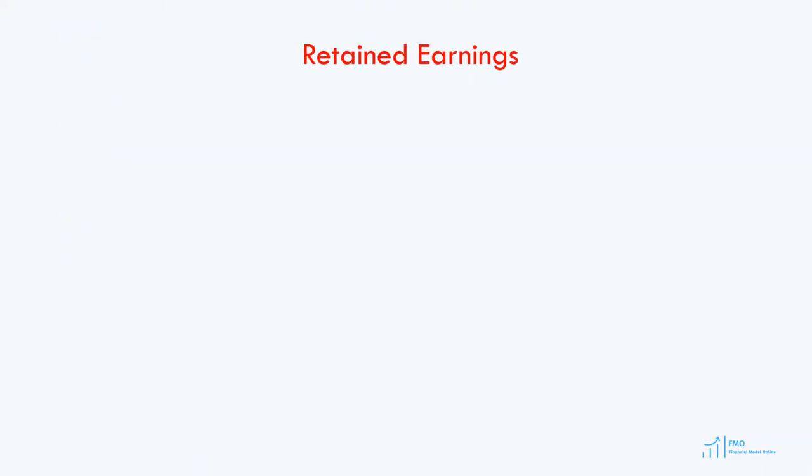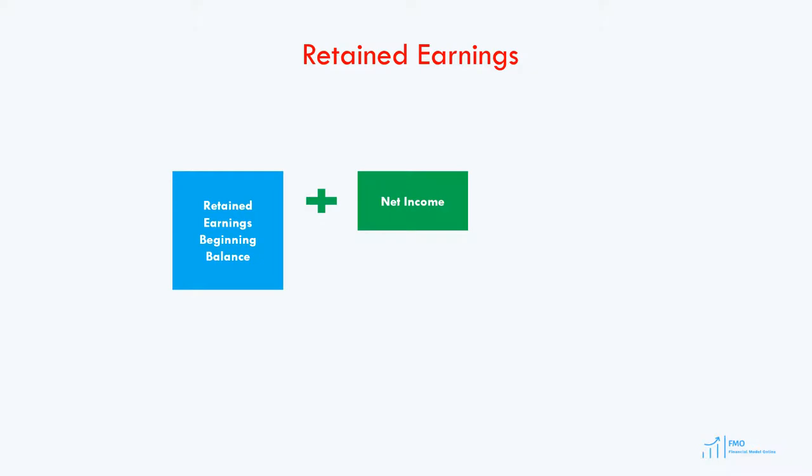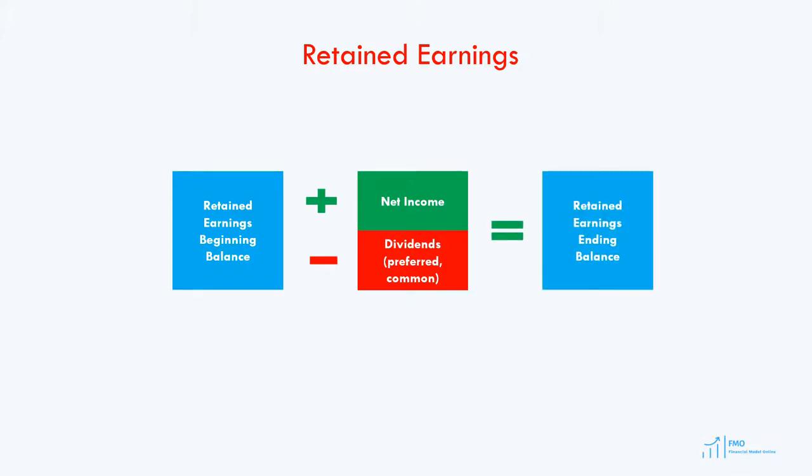In terms of the accounting for retained earnings, we start with the opening balance. We add the net income, or obviously, if the company generated a loss, then we will add the loss with a negative sign, which will reduce retained earnings, and then we have to deduct the preferred and common dividends. So, retained earnings opening balance plus net income less dividends will get us to retained earnings closing balance.